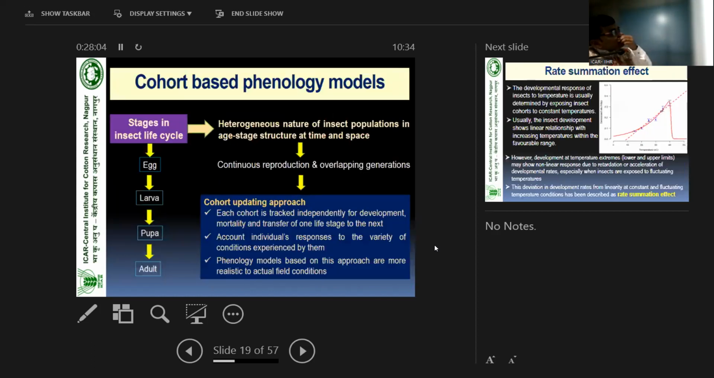How many of you have already dealt with, what is cohort?